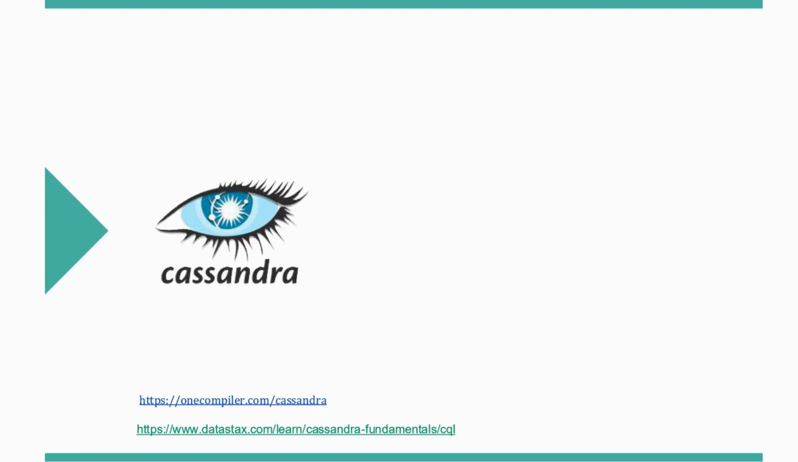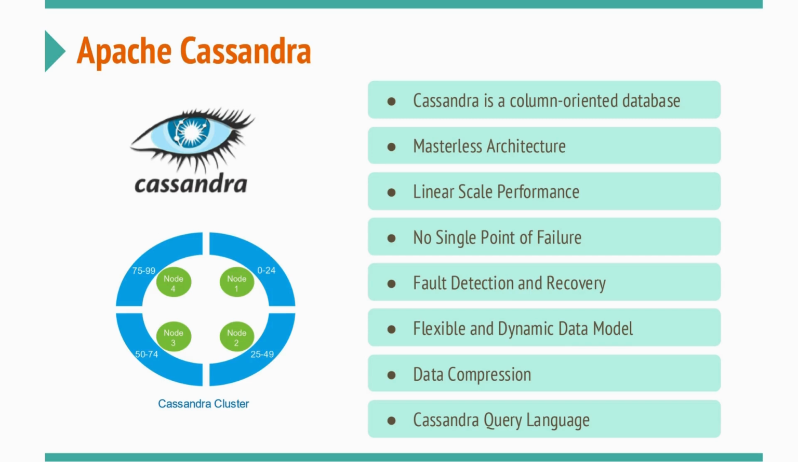Okay, let's now focus on one of the most popular column family databases, Apache Cassandra. On the slide, you can see links where you can try it out yourself. Cassandra is a column-oriented database that is famous for its scalability and high availability. It has a masterless architecture. This means there is no single master node that controls everything. Every node in the cluster is identical. This is fantastic because it means there's no single point of failure. If one node goes down, the database keeps running without any interruption.